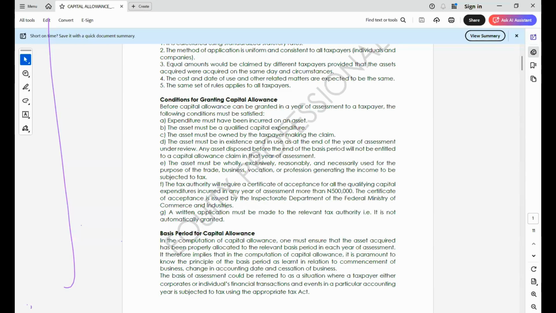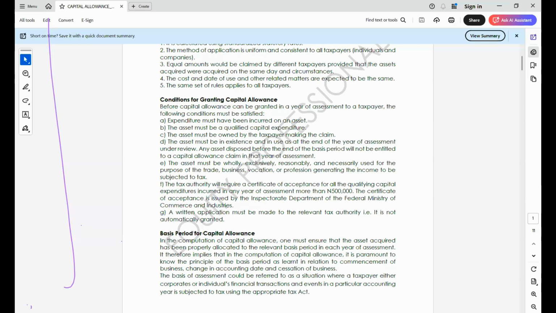But I don't want to jump into it now. Just know that when you purchase second-hand assets, that asset is also available for capital allowance claim, depending on the category of the asset and the condition, which we are still going to talk about. Thank you. Any other question?